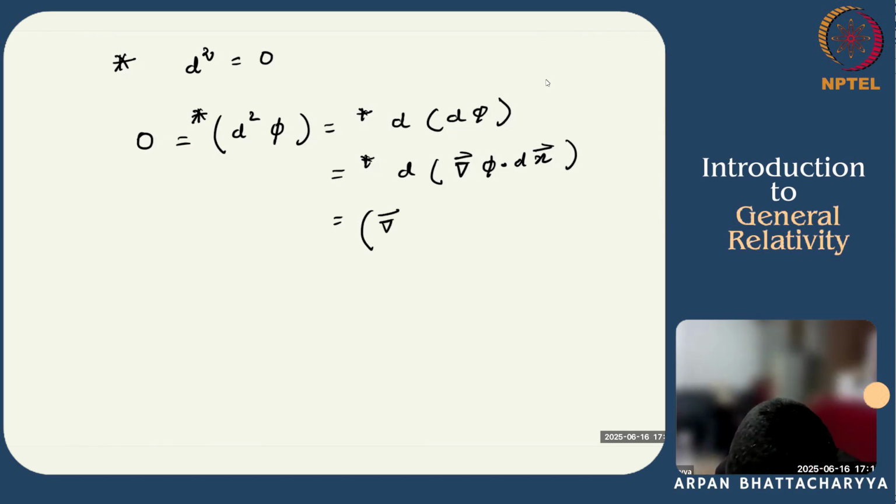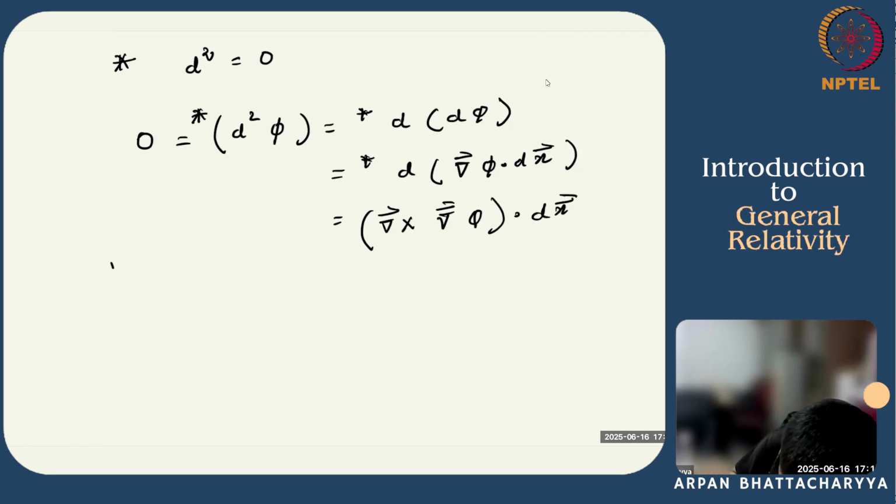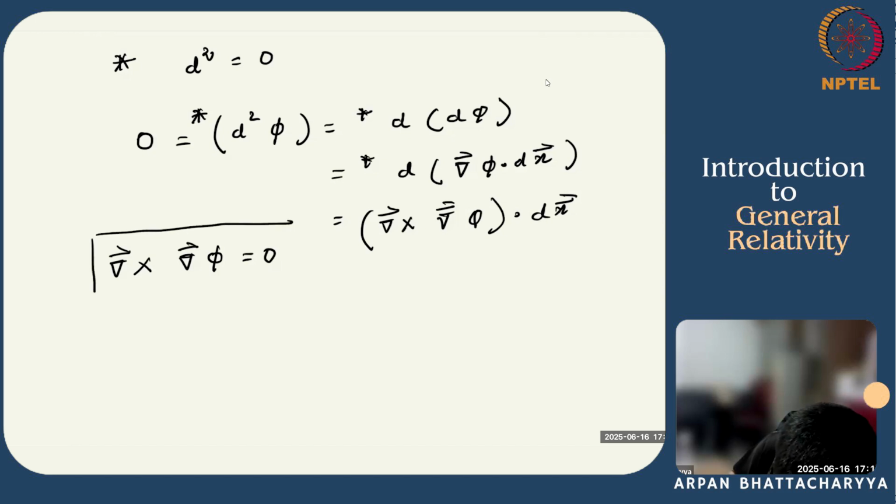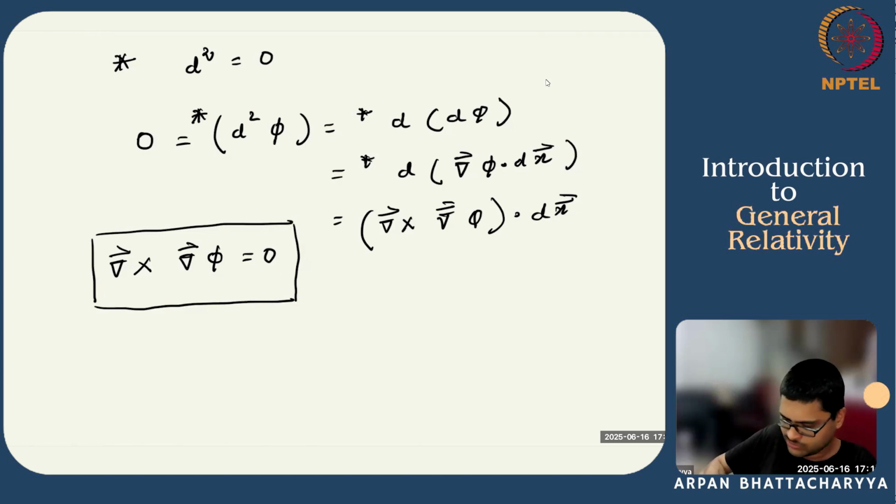It's nothing but... and this implies that the curl of a gradient of a scalar phi is 0. So this is one of the famous vector calculus identities that you have encountered, which follows from acting d squared on a 0-form.